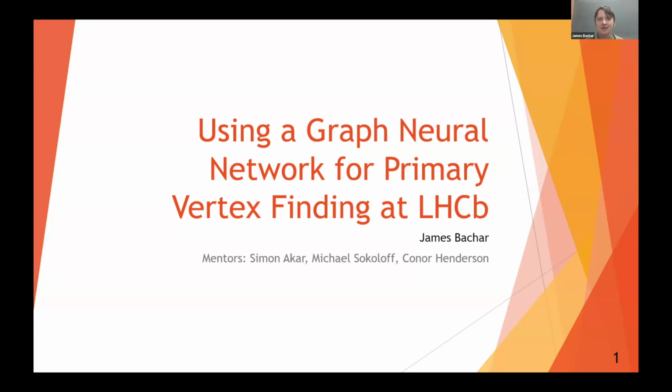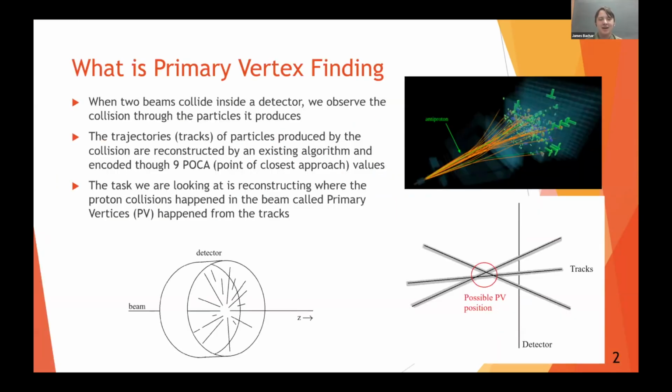What I will be speaking on today is using a graph neural network for primary vertex finding at LHCb. As an introduction, I will briefly speak about what primary vertex finding is. If you have a collision happening in a detector, what we see from the collision is the particles that hit the detector, and we need to reconstruct the collision points. The way we do this is that tracks are reconstructed from the detector, which are represented in our case by the 9 focal parameters, which are point of closest approach parameters.